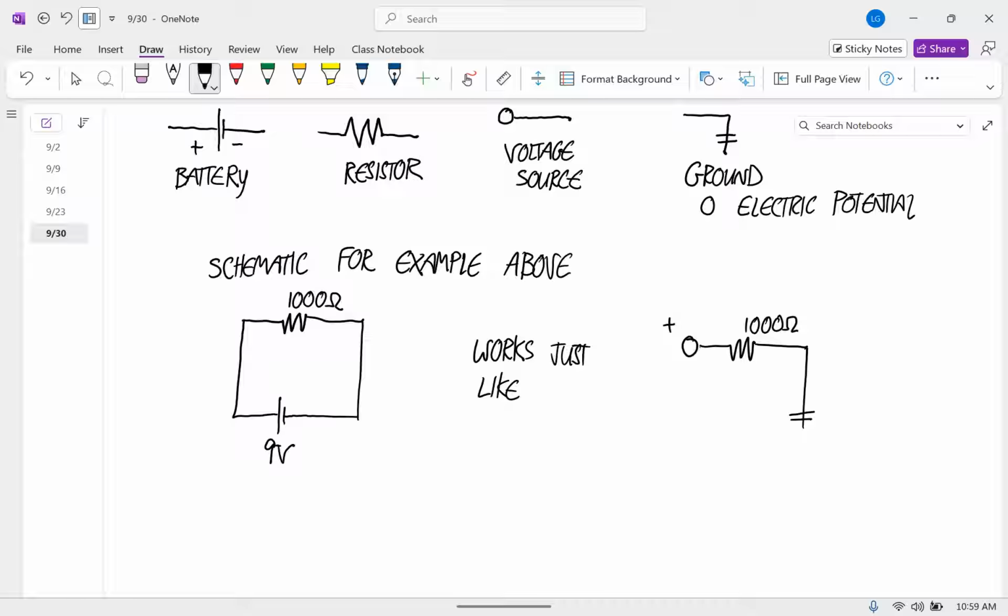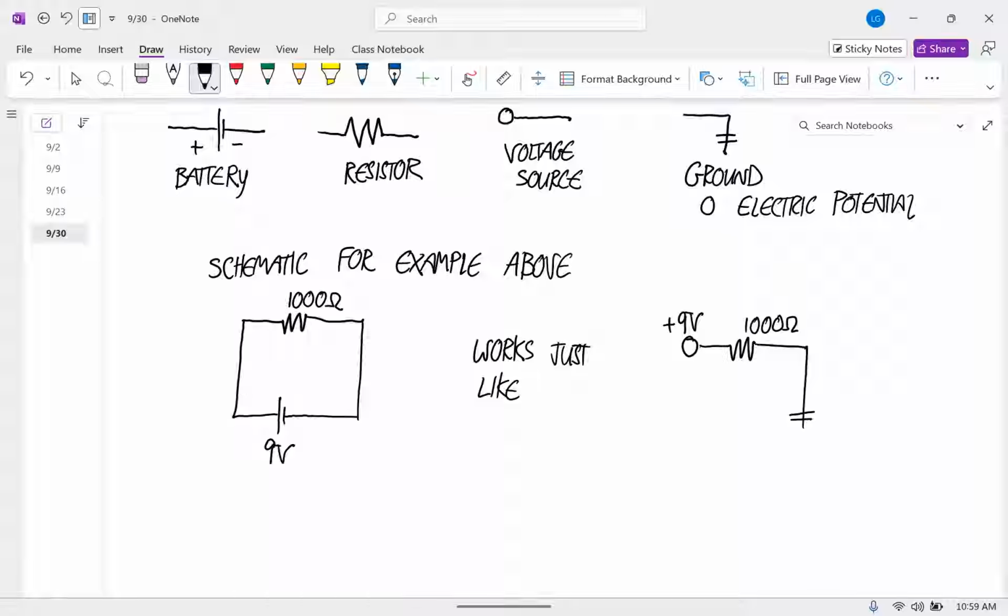A voltage source of 9 volts connected to a resistor connected to the ground. In both cases, if you use Ohm's law, you have a voltage difference across the device of 9 volts. You have a resistance of 1,000 ohms on the resistor, and so all the calculations are the same. So you can use either one of these two forms.